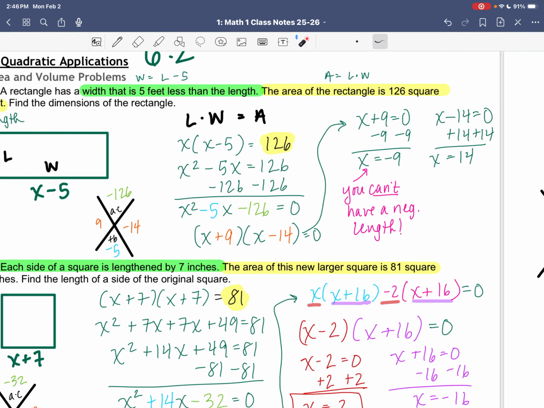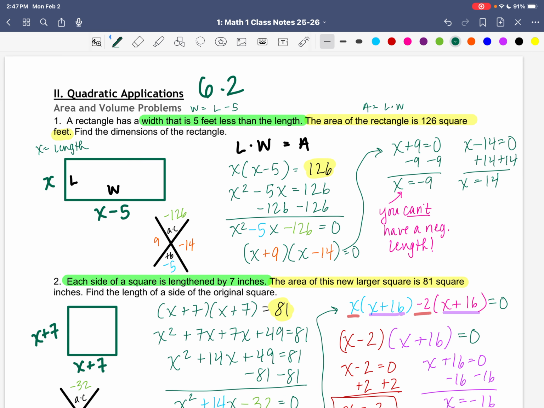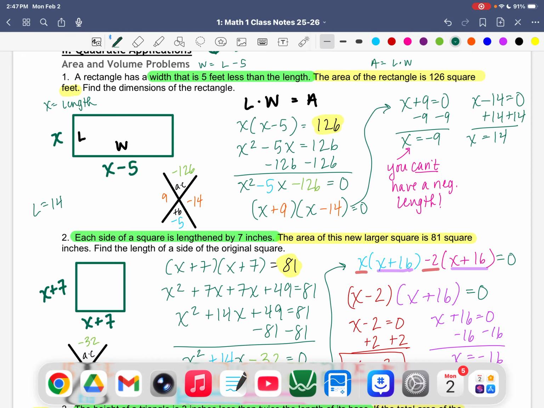Now, here's something that you have to think about. You cannot have a negative length. So this is not the correct answer. So one of your answers, or your length, is 14. Now, to get the width, we know if length equals 14, the width is 14 minus 5, which is 9. So your answers are 14 and 9.